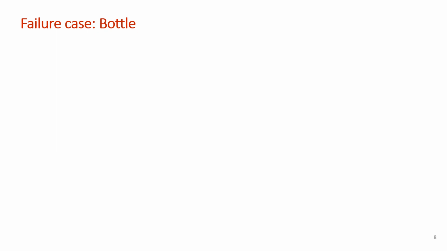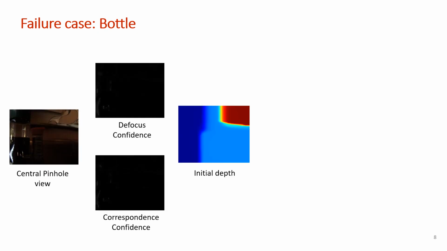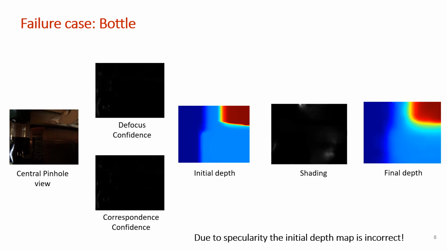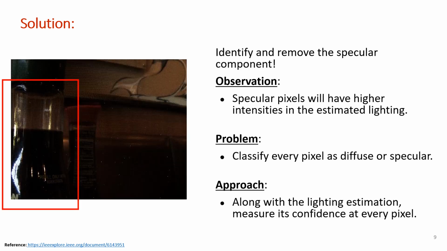Another failure case is specular objects like the image of this bottle. Since the algorithm works on the assumption that we are picturing Lambertian surfaces, the defocus and correspondence response is mostly negligible and hence giving us planar depth. Hence, a possible solution would be to identify and remove the specular component. I tried to implement a simple approach based on the observation that specular pixels will have higher intensities in the estimated lighting. Therefore, our task is to classify every pixel in the lighting estimate as diffuse or specular.